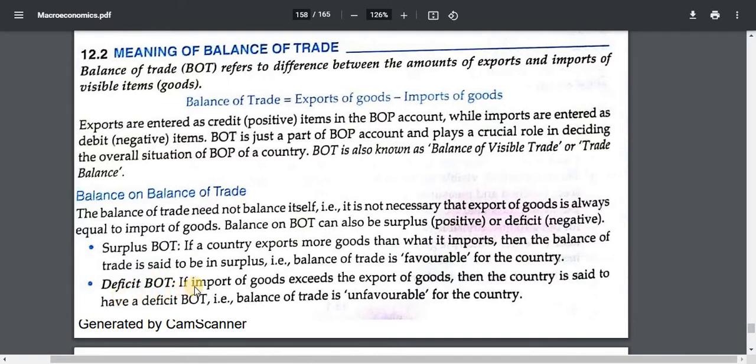Deficit BOT: if import of goods exceeds the export of goods, then the country is said to have a deficit BOT. That is, balance of trade is unfavorable for the country.